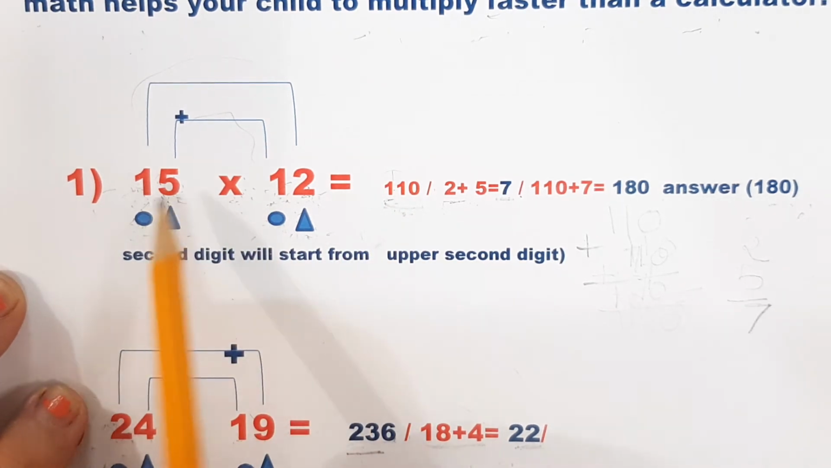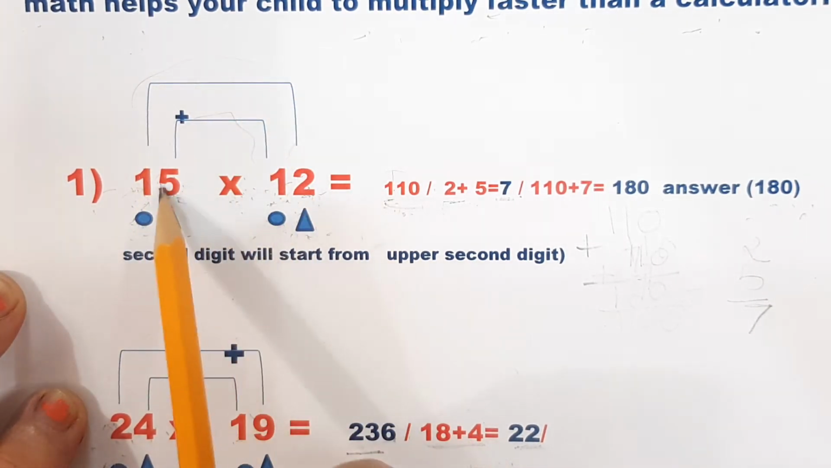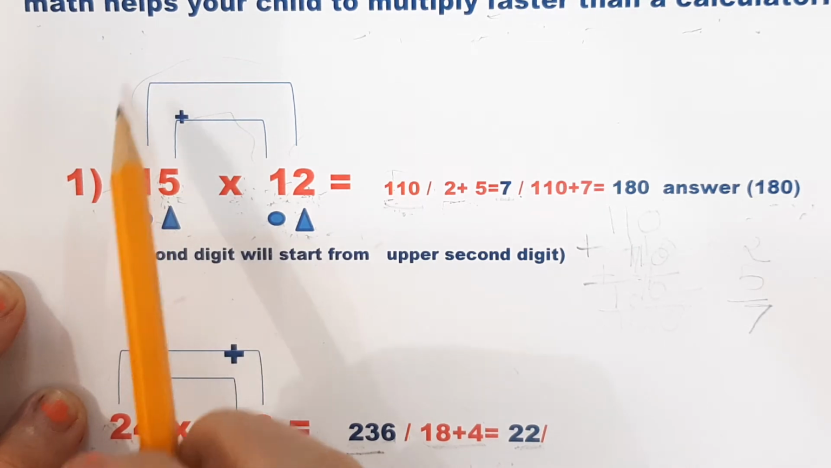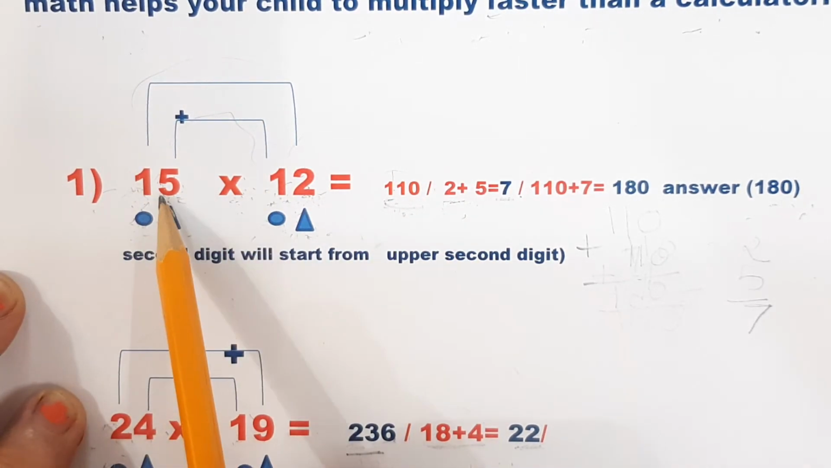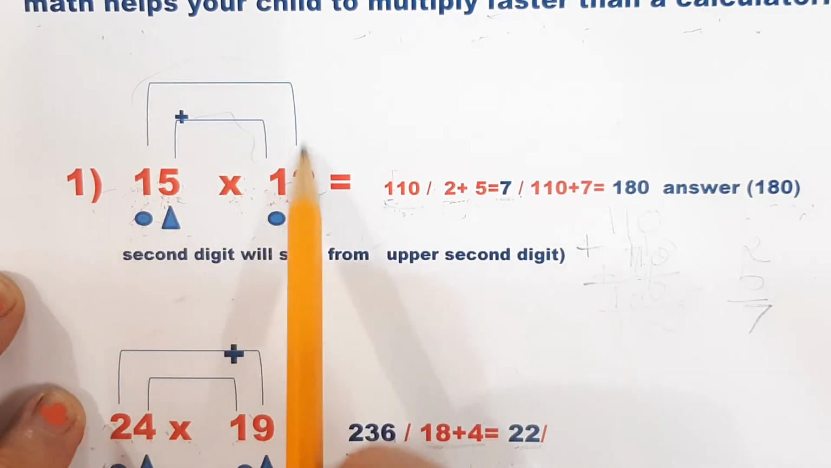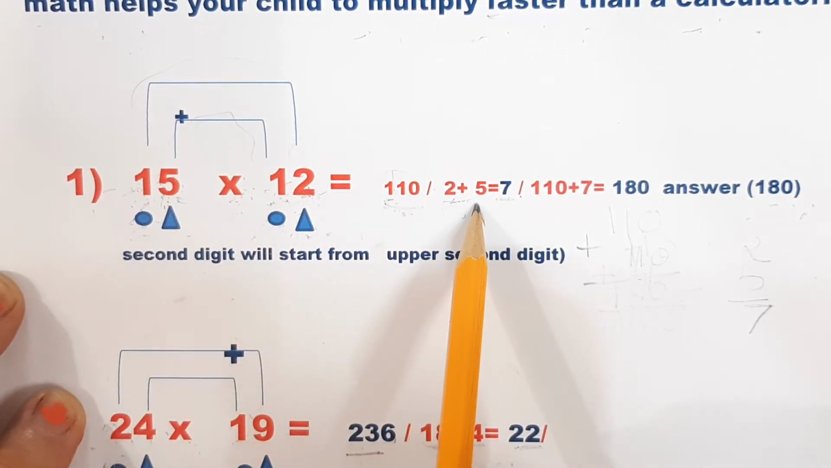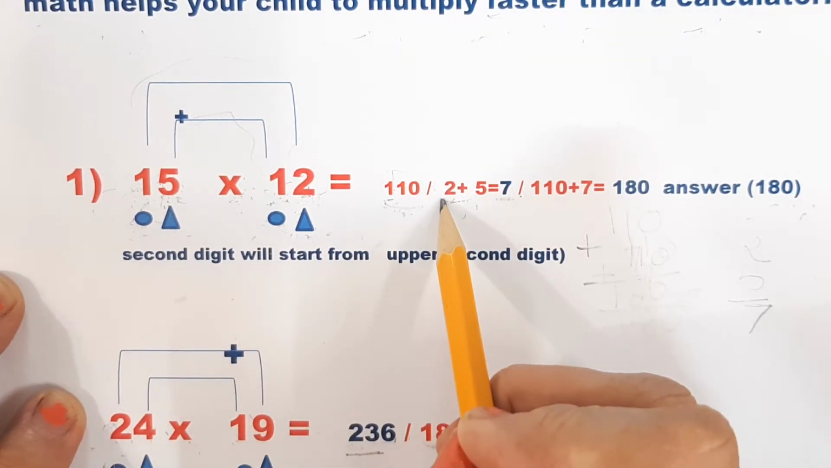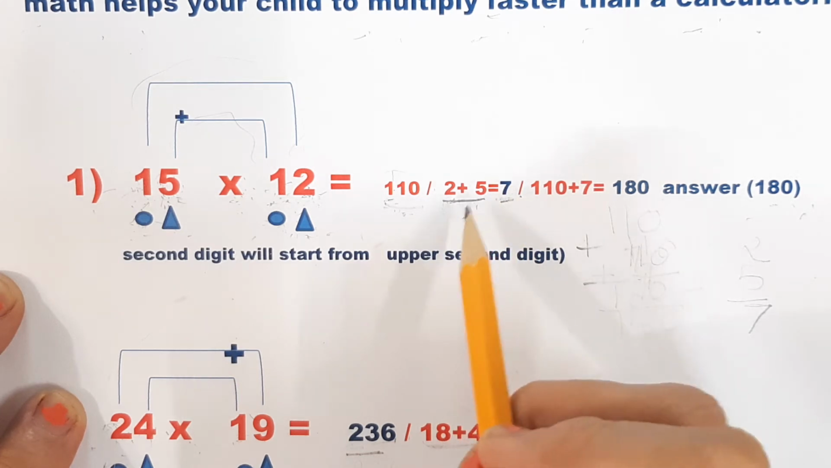Now we will go toward the bridge system. Bridge is 1 to 2 and 5 to 1. So 1 multiplied by 2 is 2 and 5 multiplied by 1 is 5. So you have to add both the figures. The answer will be 7.